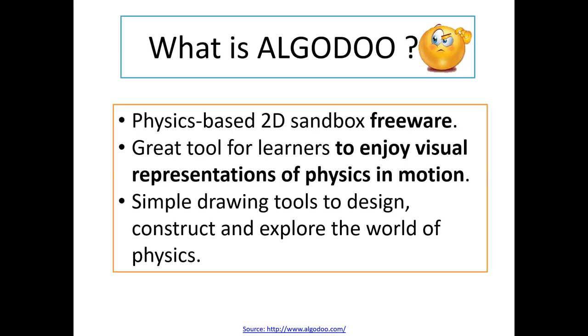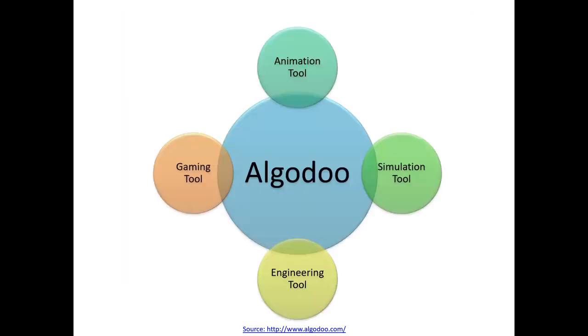You can create different concepts of physics using this simulation tool, which is very helpful in visualizing the concepts of physics. And these are very simple drawing tools to design, construct, and explore the world of physics. Now, simulation can be used as an animation tool, simulation tool, engineering tool, gaming tool. But mainly, I'm focusing on the simulation tool: how to create a simulation using Algodoo.